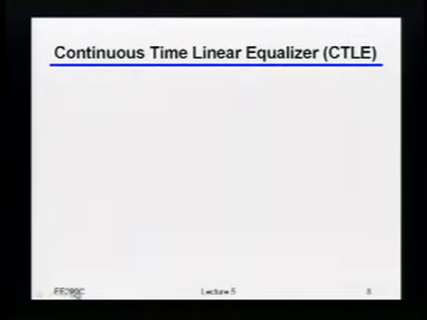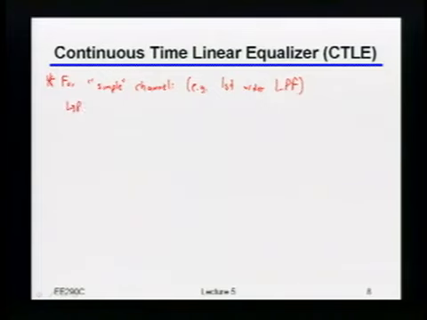Okay? So the idea here is pretty simple, right? So basically, if my channel was somehow simple, and what I mean by that is something very specific. In other words, just as an example, let's say it was a first order low pass filter. Okay? Well, if I have some first order low pass filter as my channel, then what I can basically do is just build some analog circuit that essentially just approximates the inverse of that low pass filter.